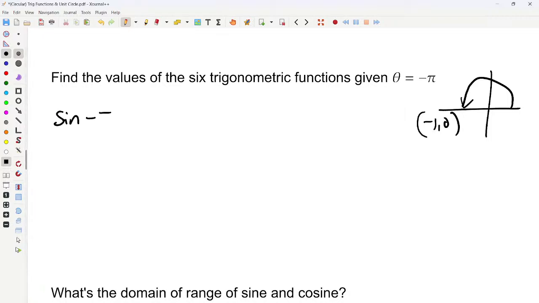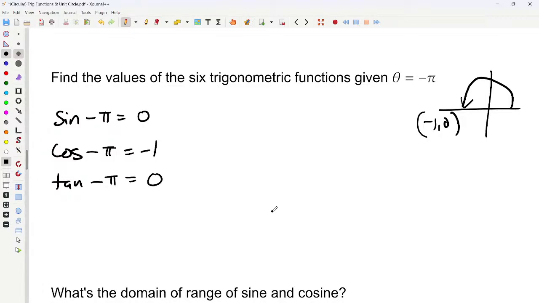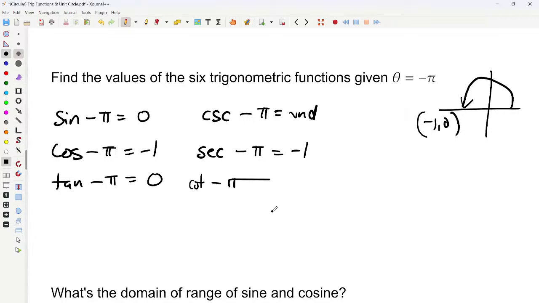Take the sine of negative pi: take the y coordinate. Cosine of negative pi is the x coordinate. Tangent of negative pi is the slope, the y over the x. Cosecant of negative pi is the reciprocal. Secant of negative pi is the reciprocal. And cotangent of negative pi is the reciprocal.